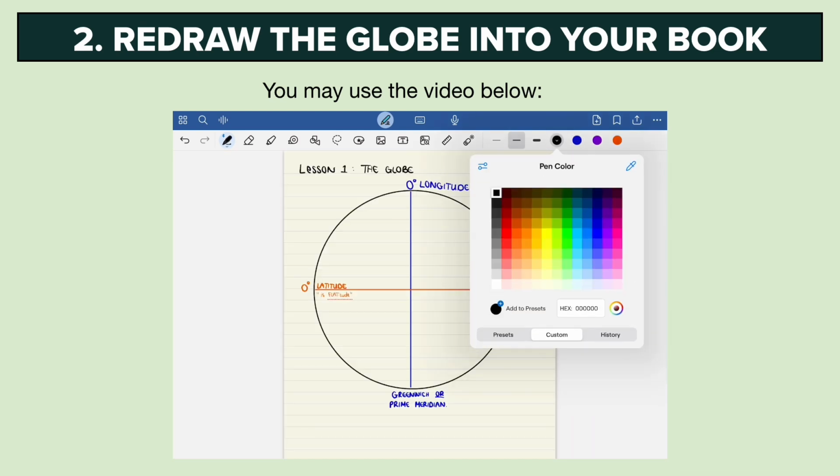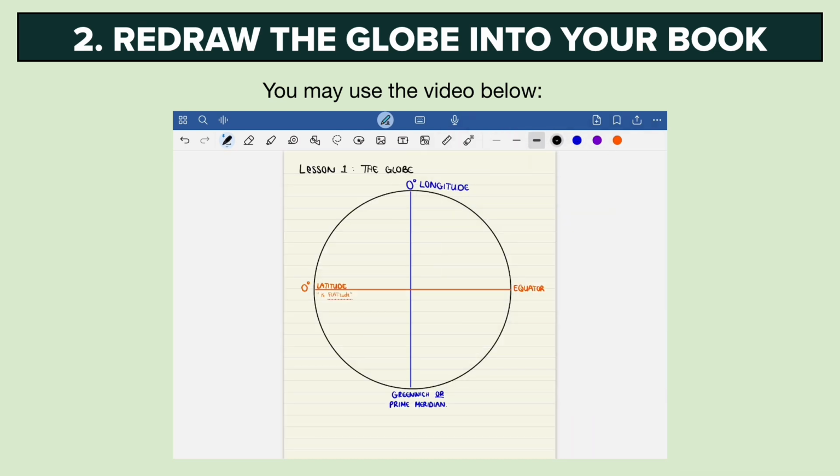Alright, so here we can see that our major lines of longitude and latitude divide the Earth into 4 different hemispheres. The equator divides the Earth into the northern and the southern hemispheres. And then our 0-degree line of longitude divides the Earth into the western and the eastern hemispheres.